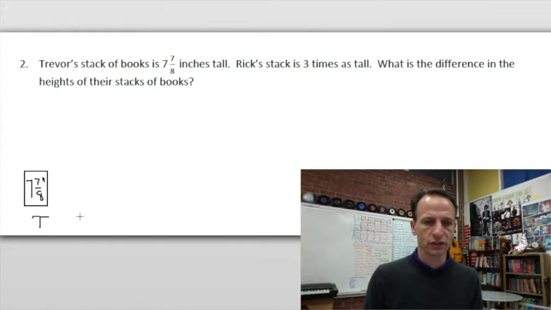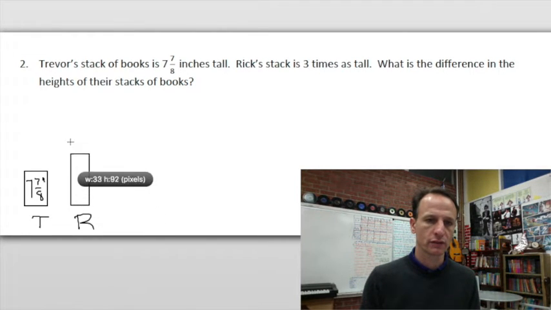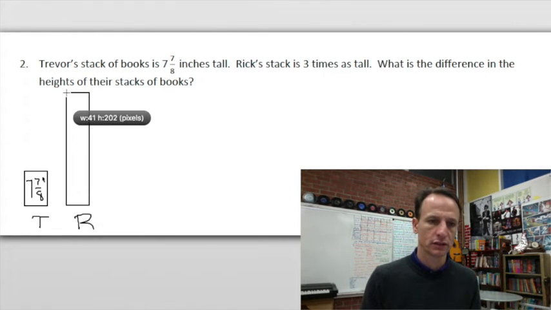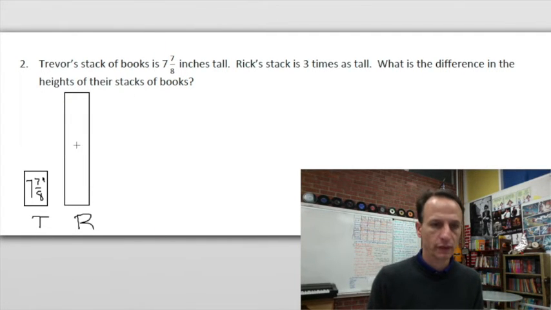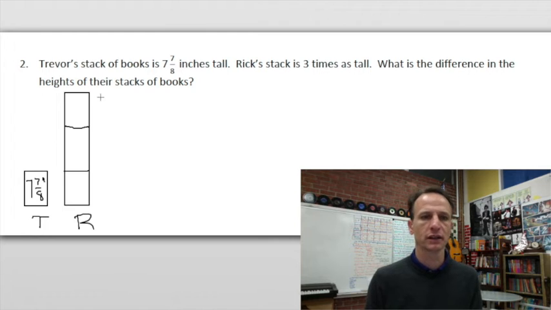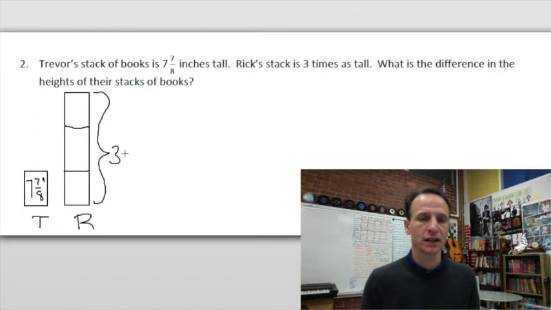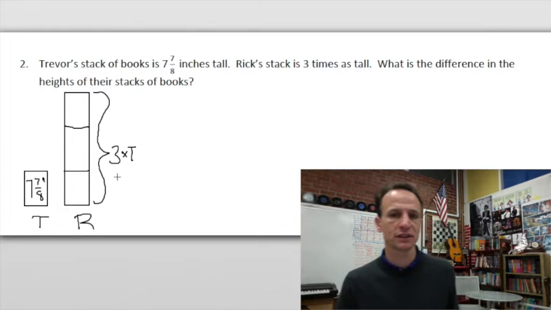So that's Trev. And along comes Ricky. And his is, yes, 3 times as tall. Go, Ricky. You got your books now. All right, see, and I can even do it like this. Say, okay, there's one Trevor. There's another Trevor. Okay. So altogether, this is 3. I can actually call it 3 times Trevor. I can say 3 times t or even just 3t when you get to algebra.